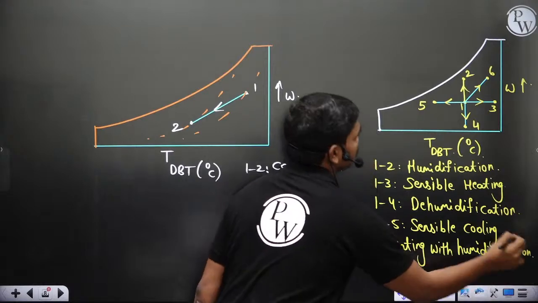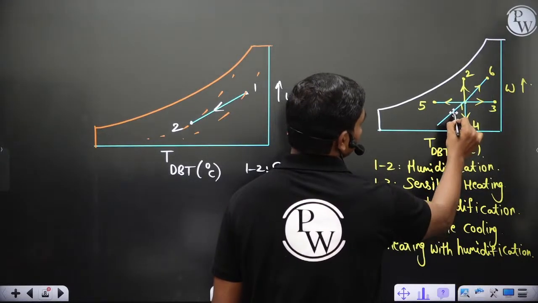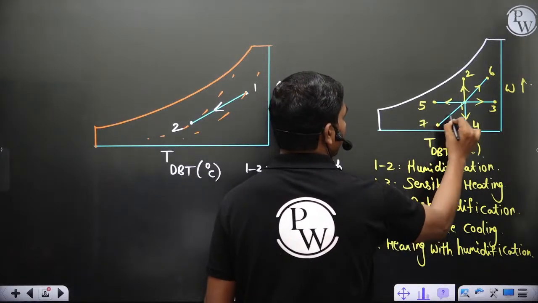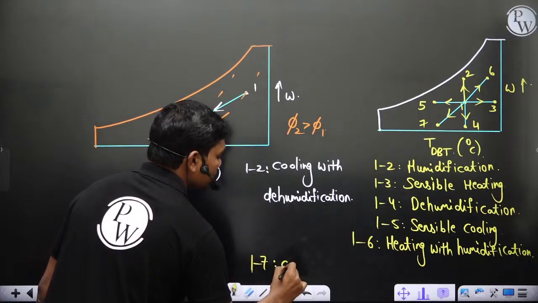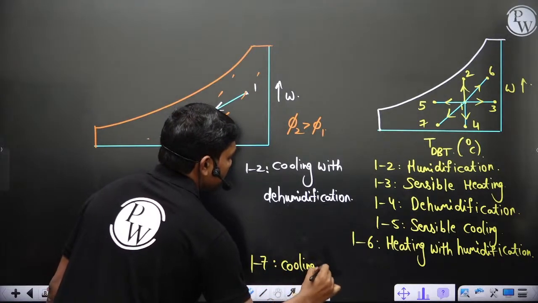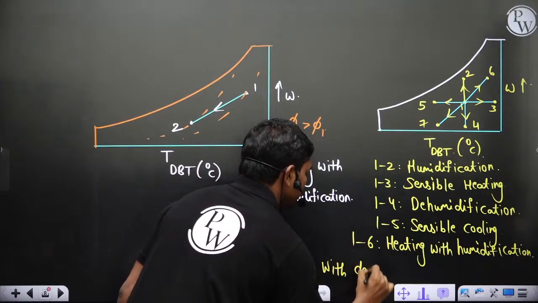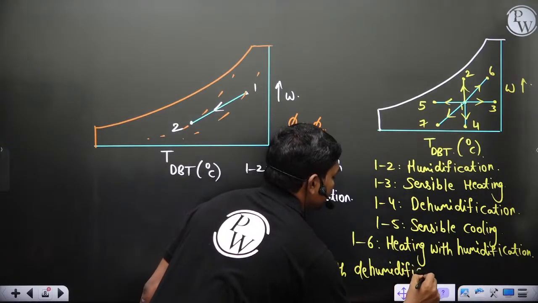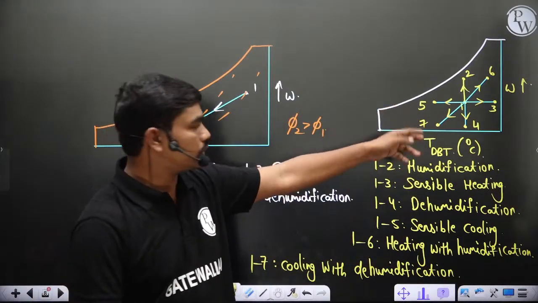Similarly, if I take this one, 1 to 7, something like this, then 1 to 7 is cooling with dehumidification. Basically, you see it looks like that. Similarly, you can plot any between these two.